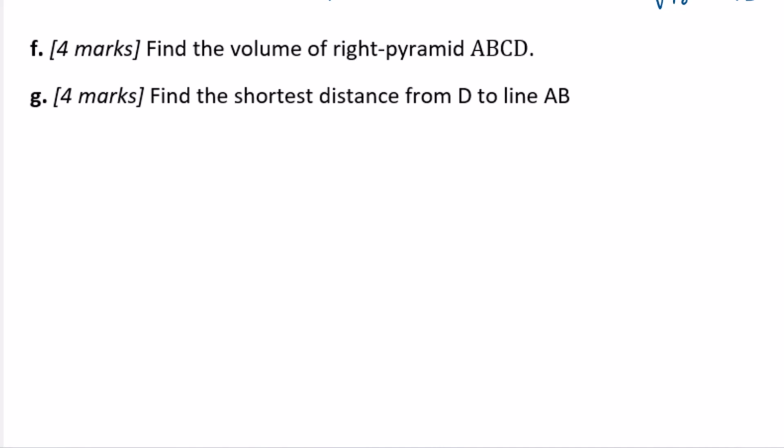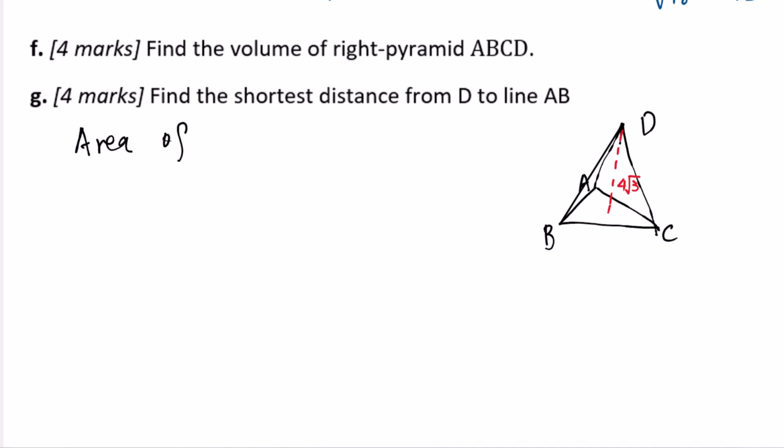F. Find the volume of a right pyramid ABCD. Let's draw this right pyramid. We already figured out that the distance from D to the plane pi containing points ABC is 4 square root of 3. We want to figure out the volume of the right pyramid ABCD. We need to figure out the area of triangle ABC.